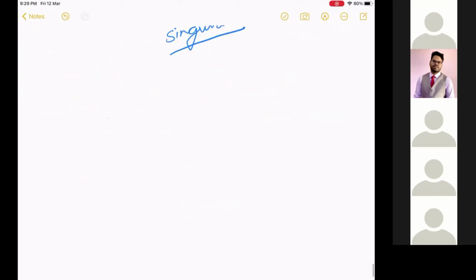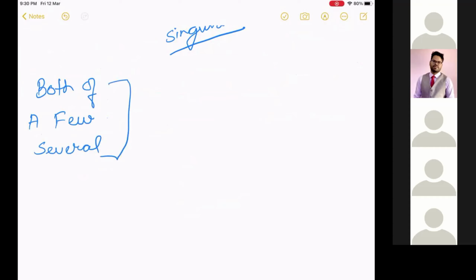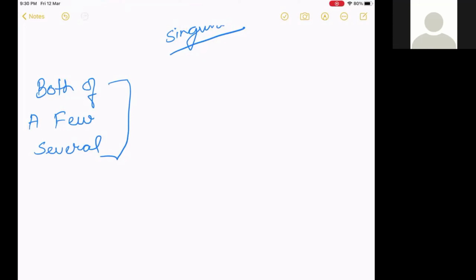In a similar manner, both, of you, and several. Singular or plural? See, this whole concept is about singular and plural. If you can understand what is singular and what is plural, it will be so easy and you will not make subject verb agreement mistakes. But this itself is a complicated concept, what comes in singular and what comes in plural. So that's why a bit of guidance is needed. So these all are plural.